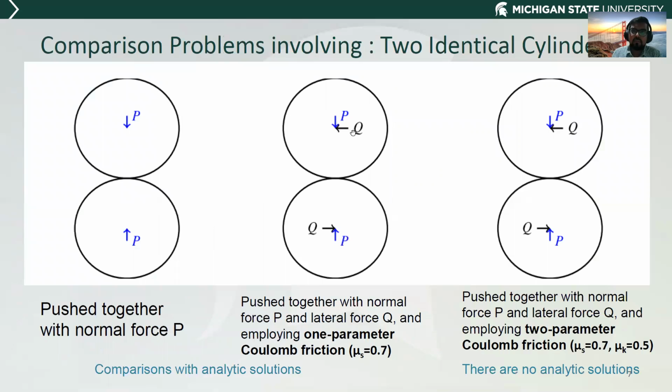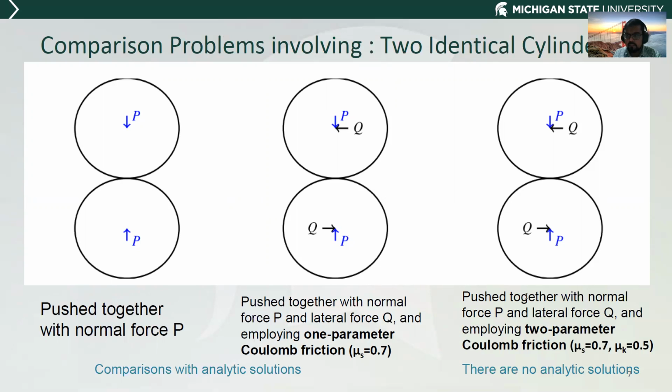So for comparison, we choose two identical cylinders which are pushed against each other. In the first case, the identical cylinders are pushed with a normal force. In the second case, first they are pushed against each other and then sheared, while we are employing the one parameter Coulomb friction with static coefficient of friction to be 0.7.